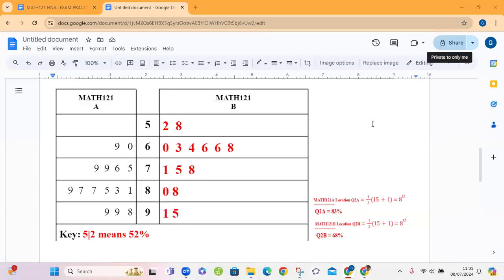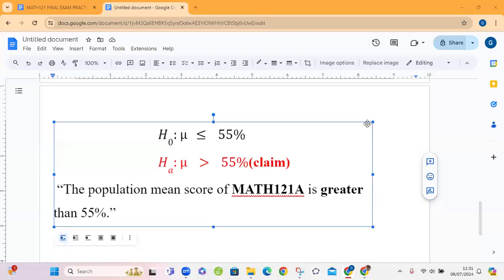Now recall that the claim was made with regards to MATH121A. So when we look at MATH121A, the median is 83%. Now let's compare this to what the null is saying. The null is saying that the mean is less than or equal to 55%. Now clearly, 83% is not less than 55%. So this null statement appears to be untrue.